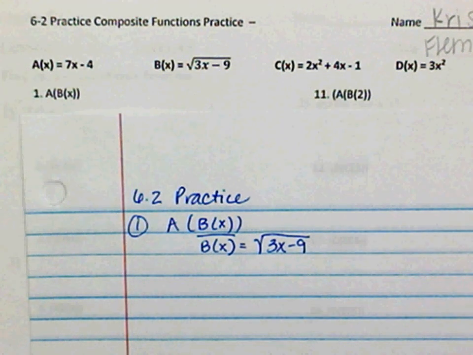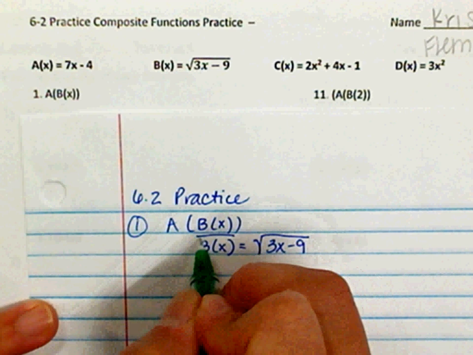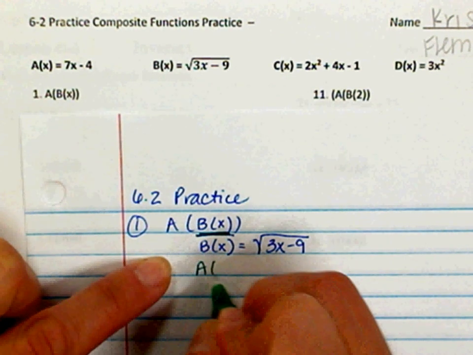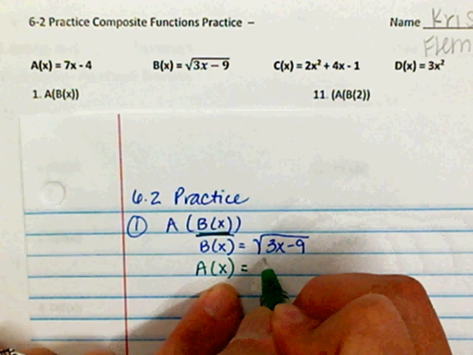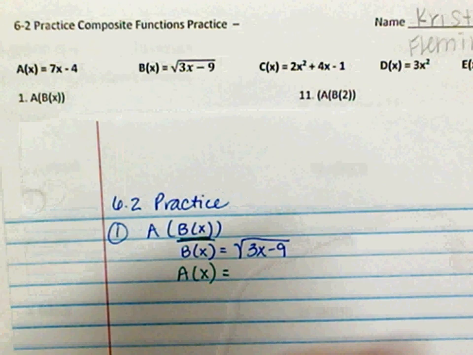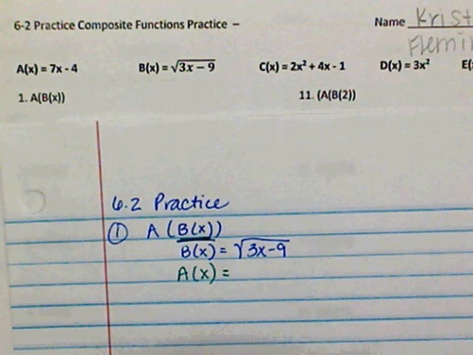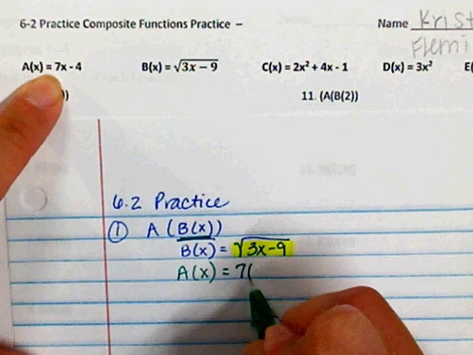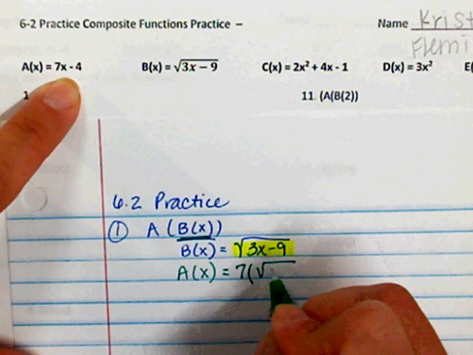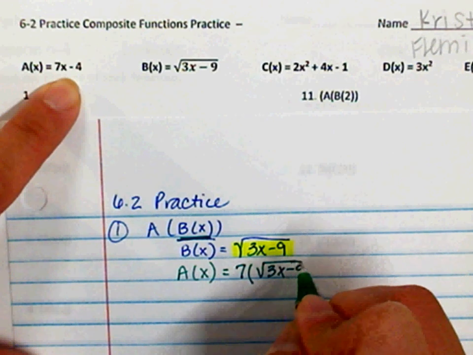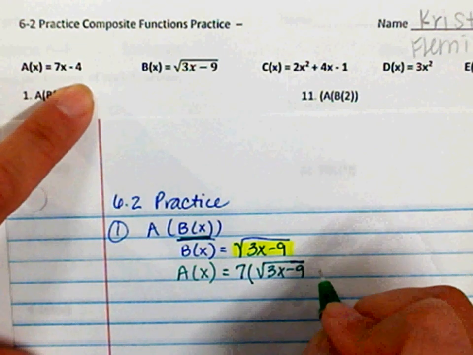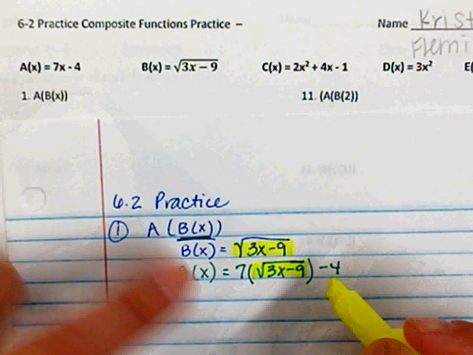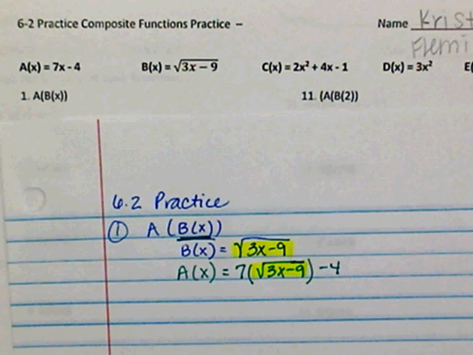Okay? Now, basically, you're going to replace this B of X with that. So now we have an A. So wherever you see an X, you're going to substitute this part in. Let me get my highlighter. All right, so let's go to A. So A, you have 7 times X. What is your X now? Square root of 3X minus 9. Make sure that length is long, okay? Minus 4. Did you see how you just substitute the X with the new X? So that's basically what you are doing.